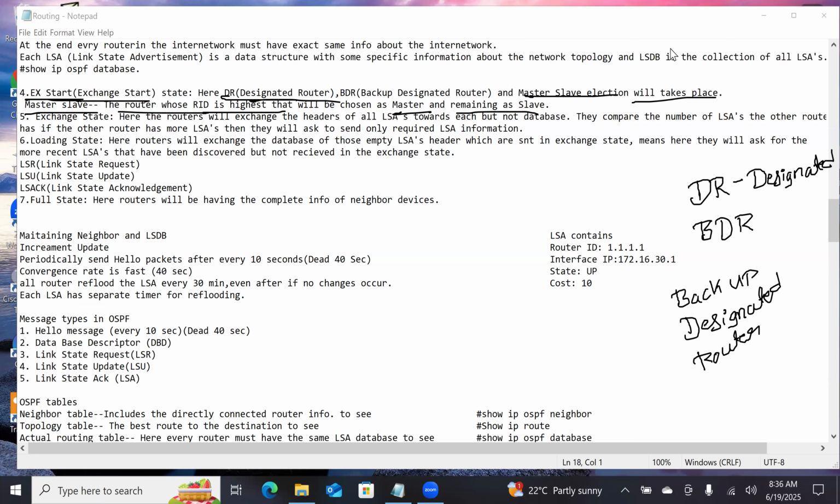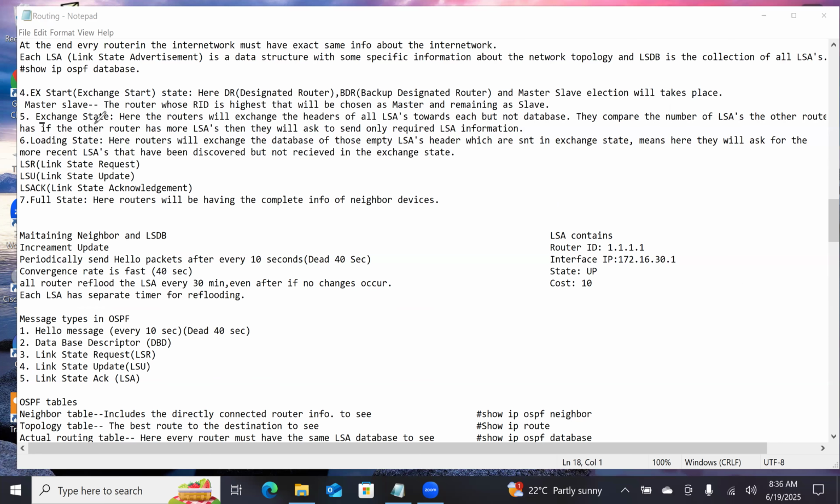And after election, they will go to the exchange state. So what will they exchange here? Before this, the exchange started. Okay, exchange of the devices. There it elected some routers as DR and BDR, and then it will come to the exchange state. Here they will compare the number of LSAs that they have.